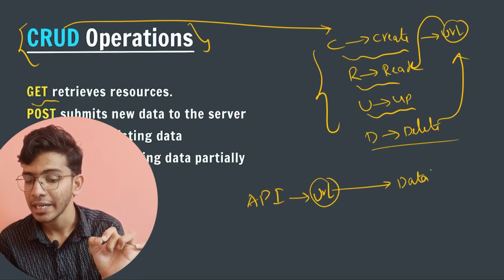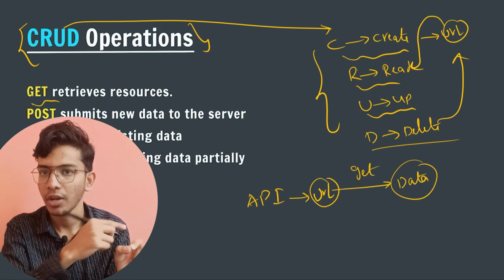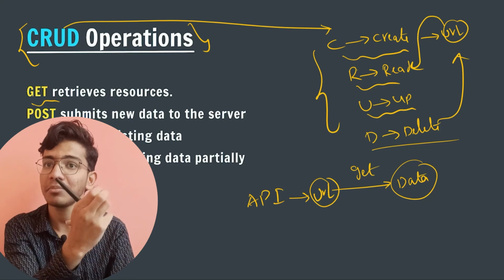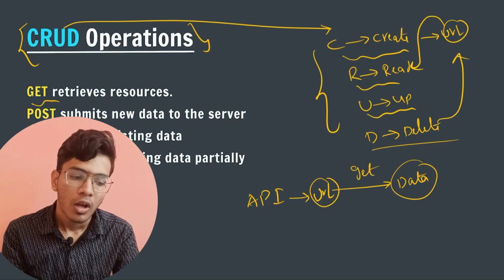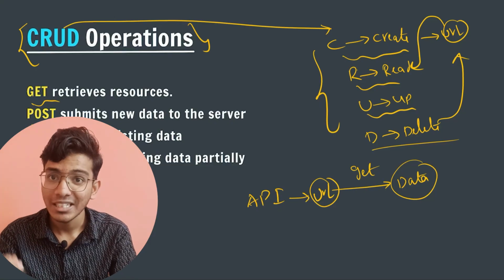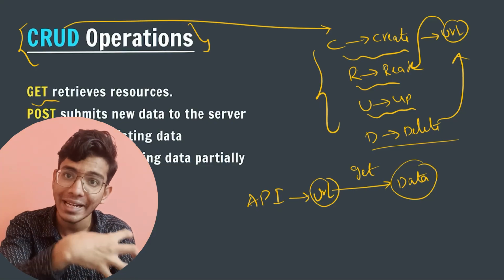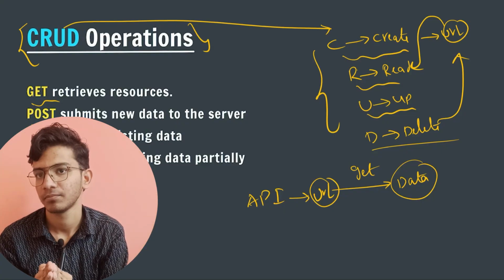I will get some data in return, and this method is known as the GET method. Whenever I go to that URL, I am getting some data in return. This thing is known as the GET method. Now the next method is the POST method. POST method is used to upload some data from the front end to the server side.